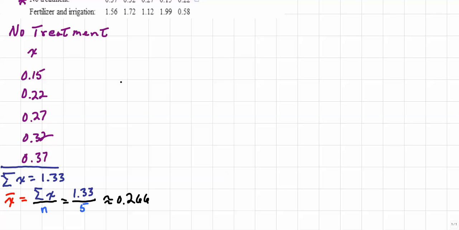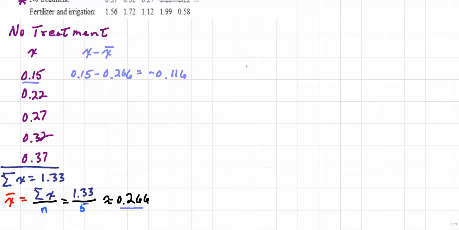Now once I've done that, I'm going to create a new column, and this new column is going to be x minus x bar, and that means that I'm going to take this x value and I'm going to subtract the mean from it. So we have 0.15 minus 0.266, which will equal negative 0.116. And I'm going to do that for the remaining 4.